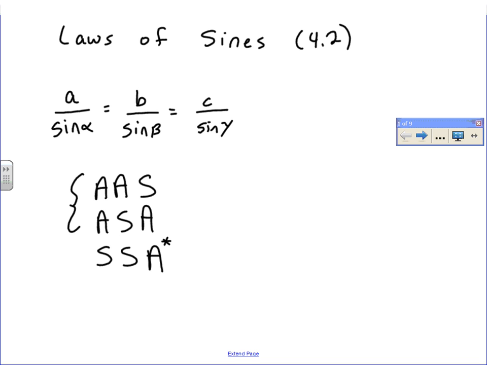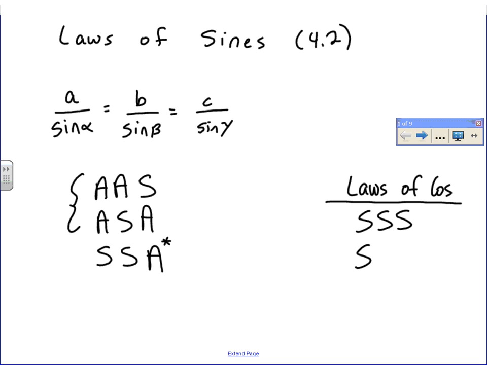Now, just to give you some reference, you should be thinking ahead, you also have laws of cosine. I'm not going to show you that formula, but the cases that you use for law of cosine, you probably need to go ahead and start learning these. For laws of cosine, you use side, side, side, and side, angle, side.